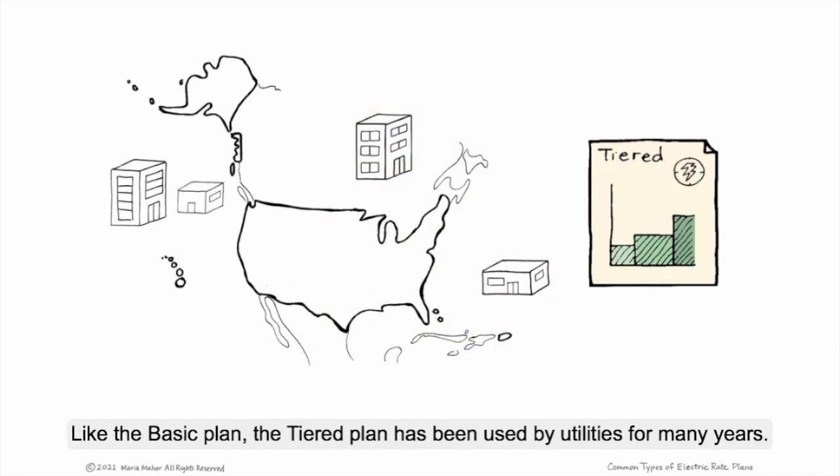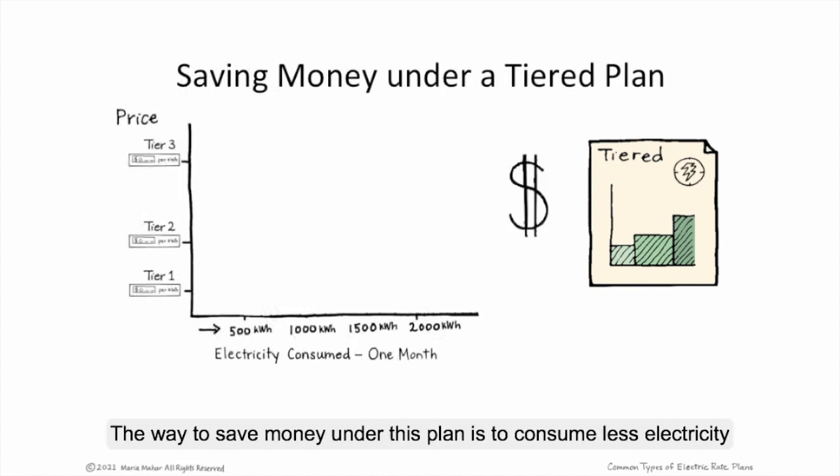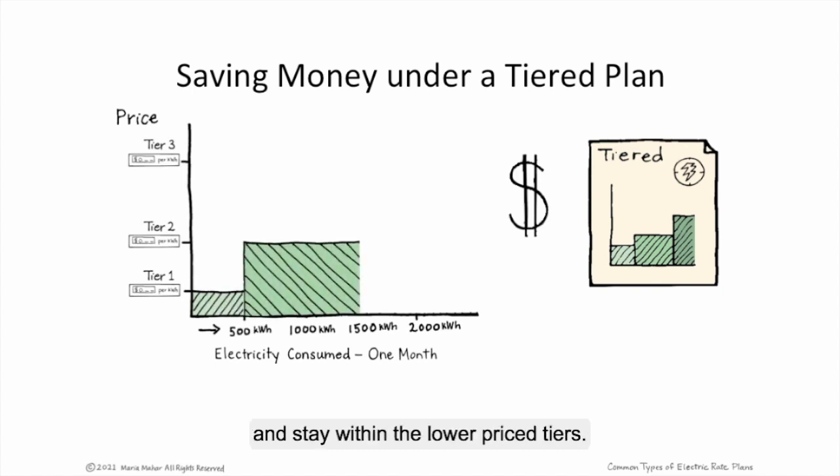Like the basic plan, the tiered plan has been used by utilities for many years. The way to save money under this plan is to consume less electricity and stay within the lower priced tiers.